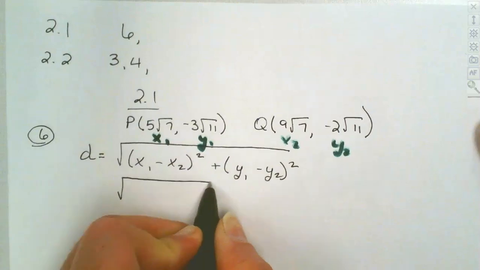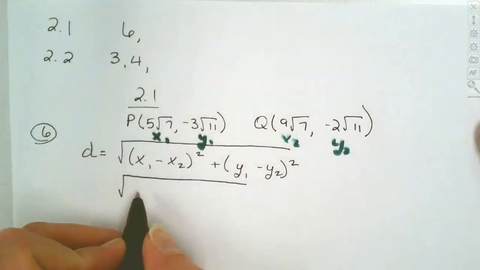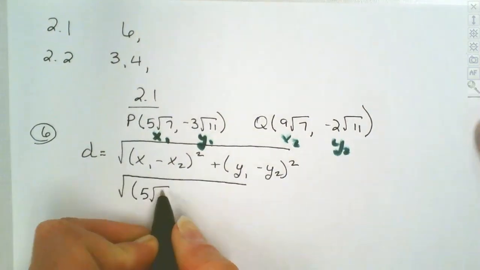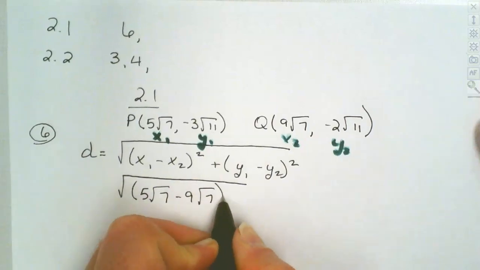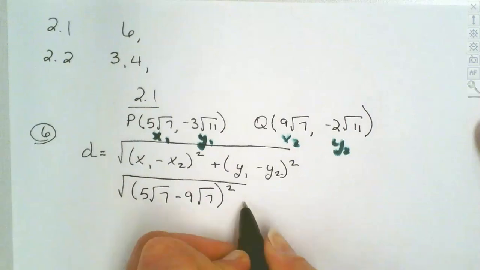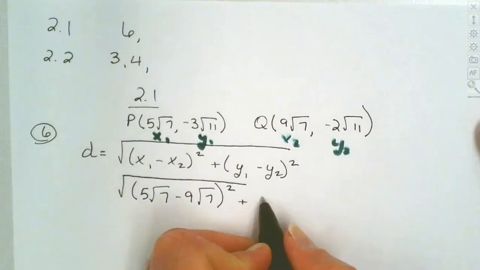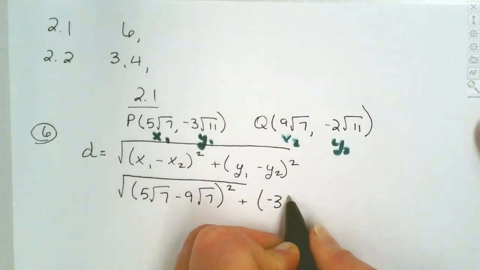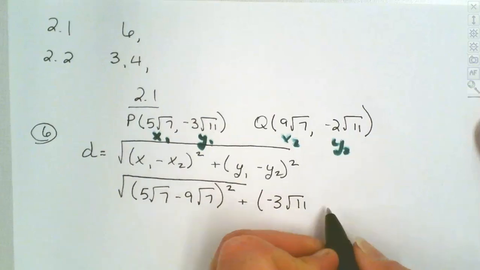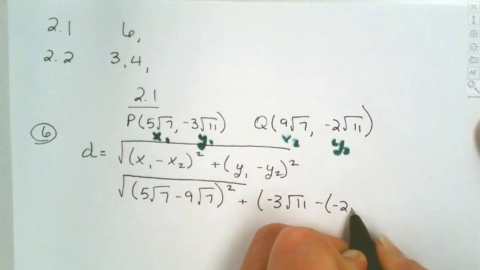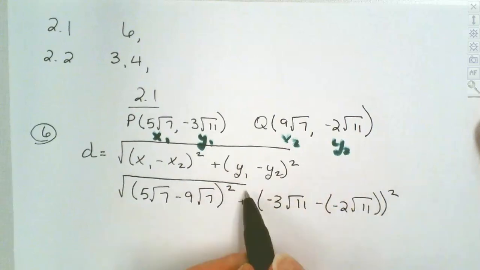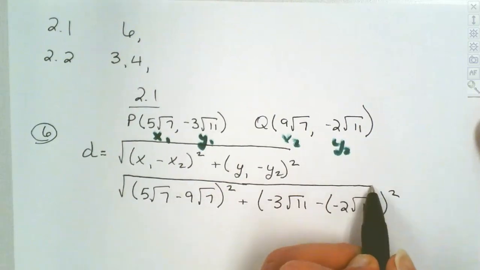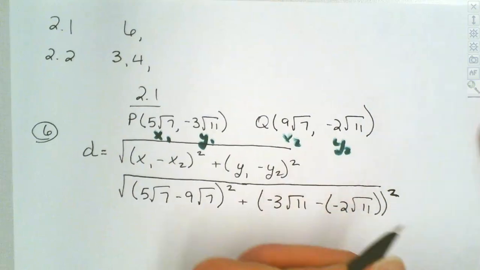So let's plug those in. And we've got 5 square root of 7 minus 9 square root of 7 quantity squared plus we have a minus 3 square root of 11 minus a minus 2 square root of 11 quantity squared there. Is everyone all right with how I just plugged the numbers in?